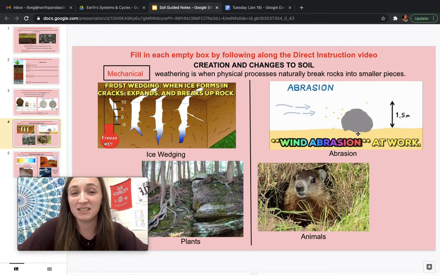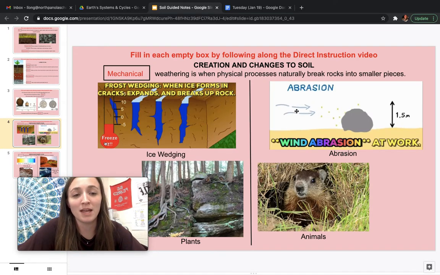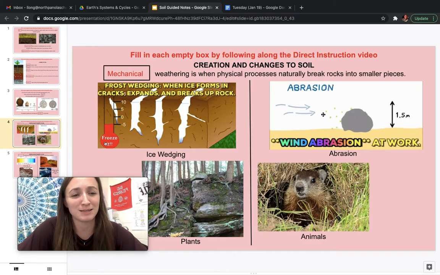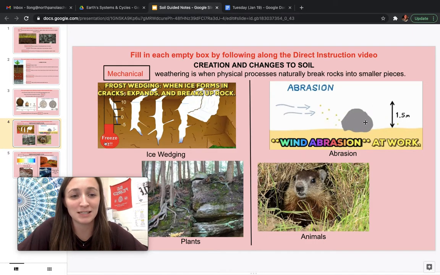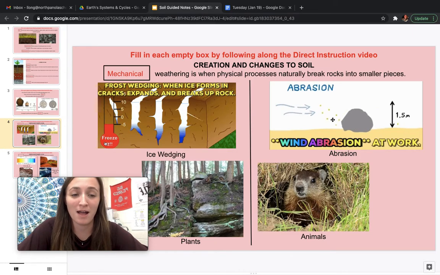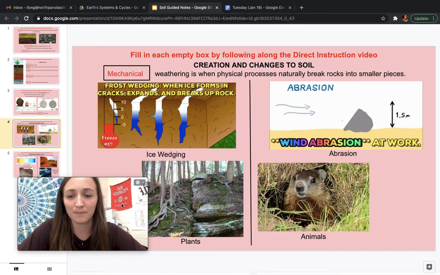Another one very similar is called abrasion. This is when usually the wind will sweep up teenier pieces of rock and it pounds this big rock and breaks it down until it breaks off as well. So it's getting hit by different particles of clay, sand, silt, whatever, until it breaks down into tinier rock.